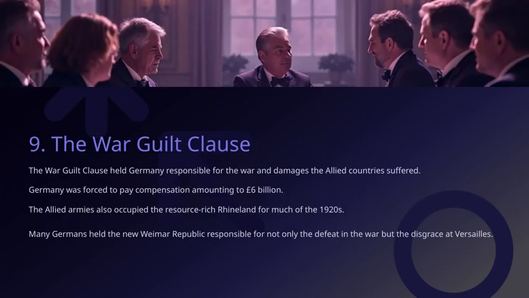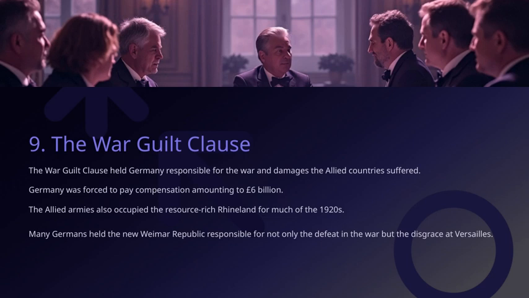Now let's look at the War Guilt Clause. This was a key part of the Treaty of Versailles, and it essentially held Germany responsible for starting the war and for the damages suffered by the Allied countries. It was a very heavy blow to German pride. As a result, Germany was forced to pay massive compensation, about £6 billion, which was an enormous burden for the country to bear. Additionally, the Allies occupied the resource-rich Rhineland for much of the 1920s.